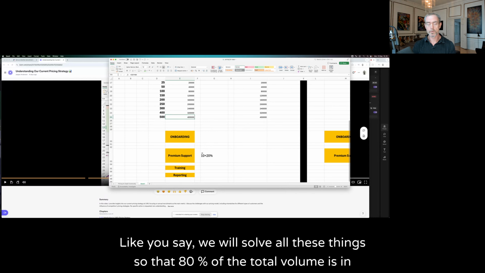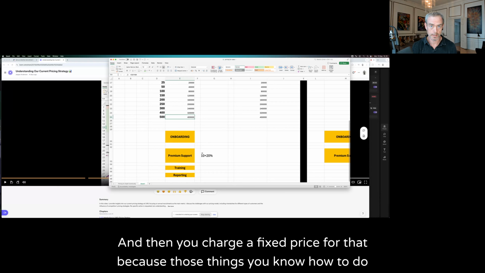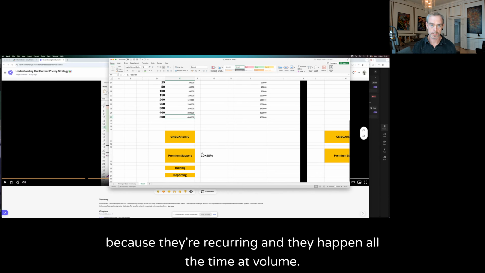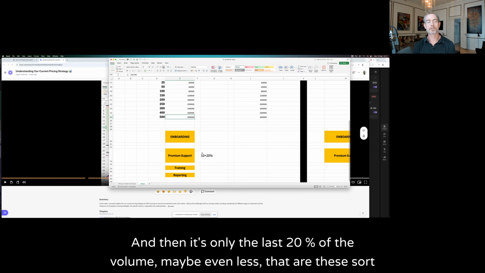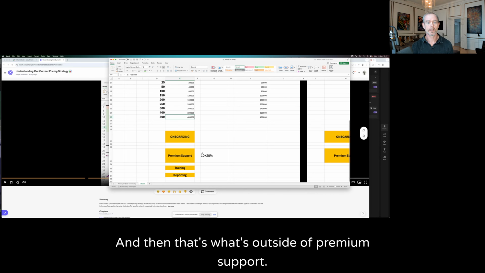You say, we will solve all these things so that 80% of the total volume is in premium, which is taken care of. And then you charge a fixed price for that, because those things you know how to do, since they're recurring and happen all the time at volume. Then it's only the last 20% of the volume, maybe even less, that are these weird requests, like, can we do the XYZ thing? That's what's outside of premium support.